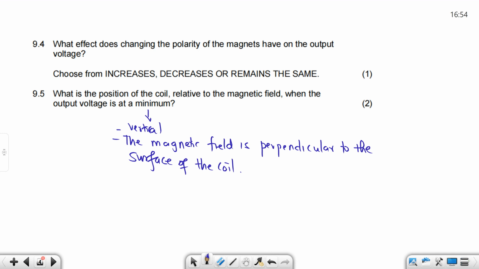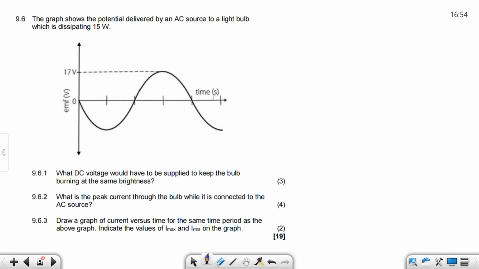Okay, so this is basically much of grade 11 work tested here. You already have that note. All right, let's see this. The graph shows the potential delivered by an AC source to a light bulb, which is dissipating what? 15 watts.